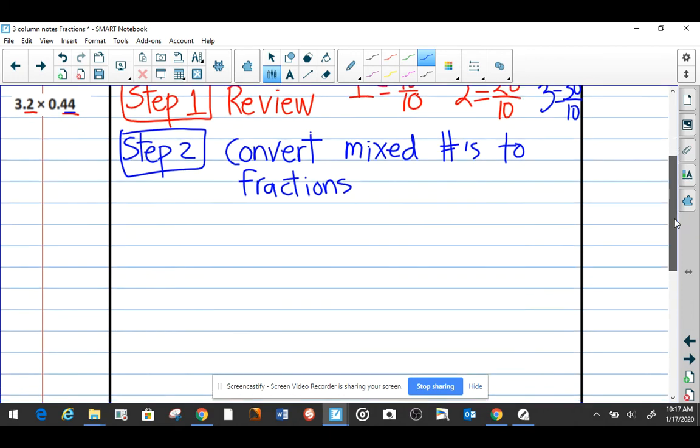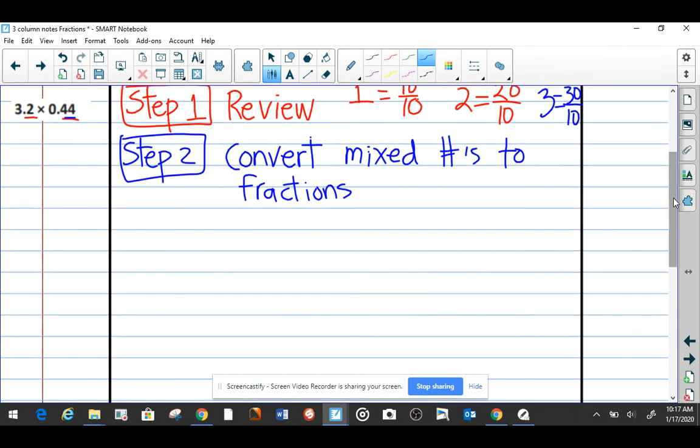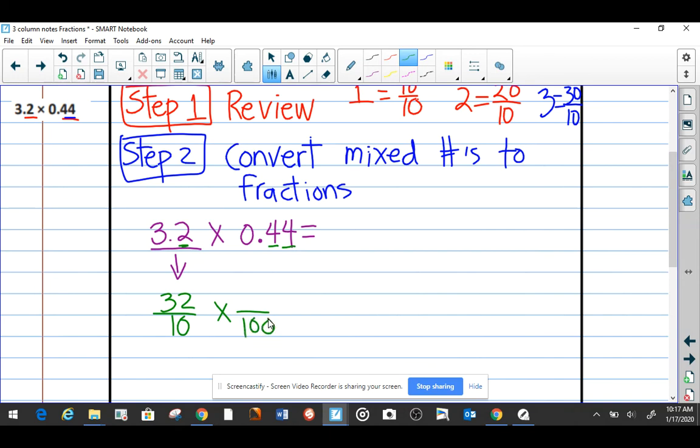So now let's demonstrate what that looks like. Let me make sure I can see the number. So the number is 3.2 times 44 hundredths. So converting these ones into fractions is going to look like this. 32 tenths, because we have a tenth right here, times, these are hundredths because they have two zeros, so we're going to write 2 places to the right of the decimal number. So it's going to be 44 hundredths. Now all we got to do is multiply 32 times 44.